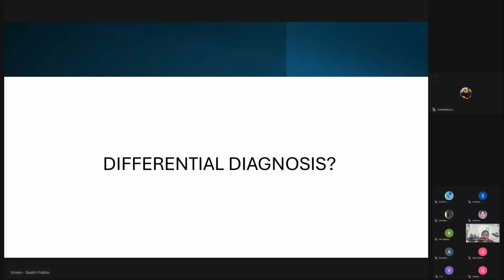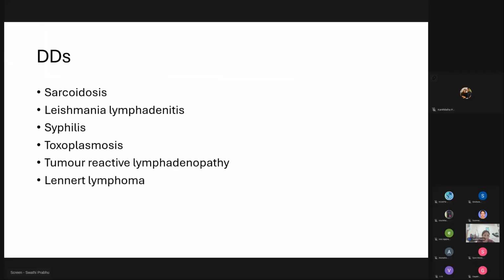Based on this, the differentials: of course, reactive we have to consider first, and in that there are a lot of other things. With microgranulomas in the picture, we have to rule out sarcoidosis and TB. TB, of course, will have a proper, well-defined granuloma and necrosis with multinucleated giant cells. Leishmania, syphilis, toxoplasmosis, and even tumor-reactive lymphadenopathy can have these features. And then Lennert lymphoma. Lennert lymphoma is a T-cell lymphoma, that is PTCL, with microgranulomas. So the diagnosis, when this came to us, I had suggested two diagnoses for them.